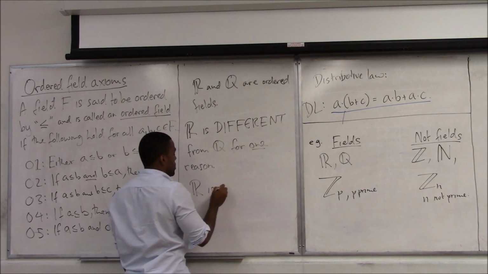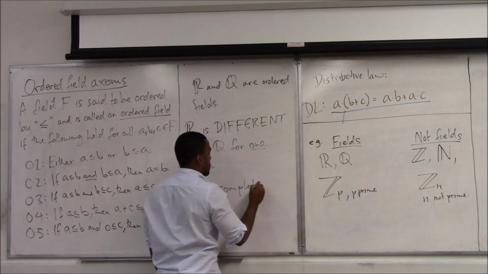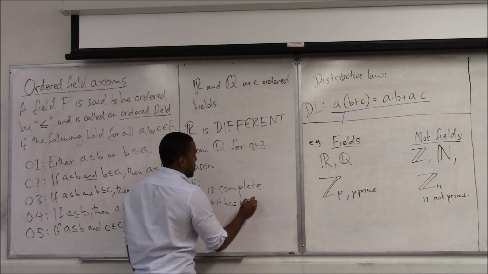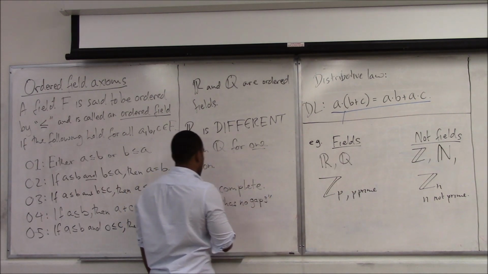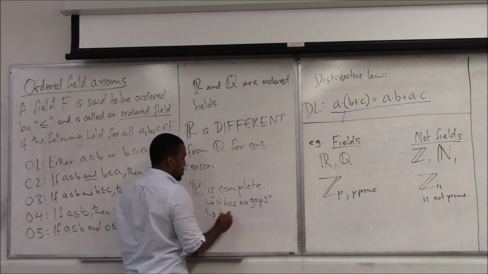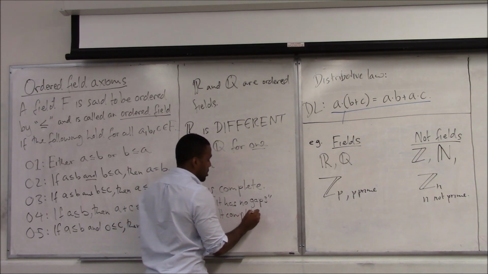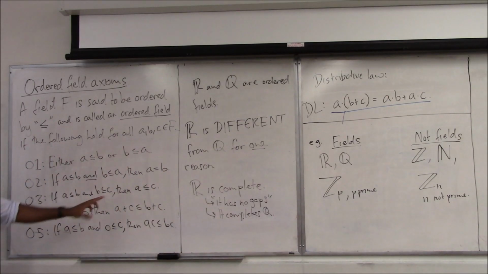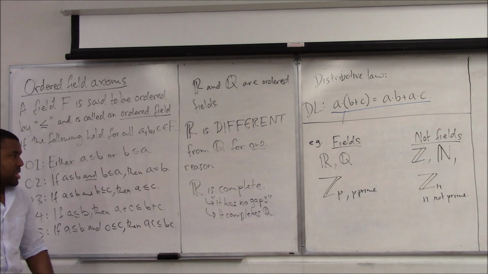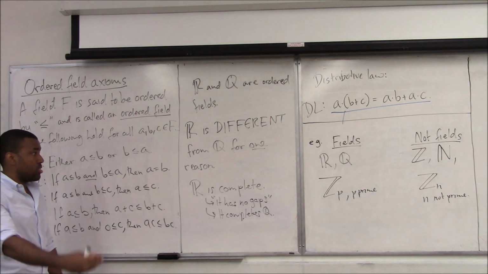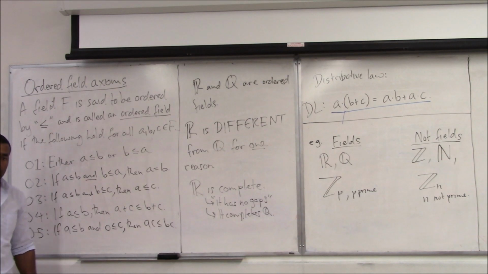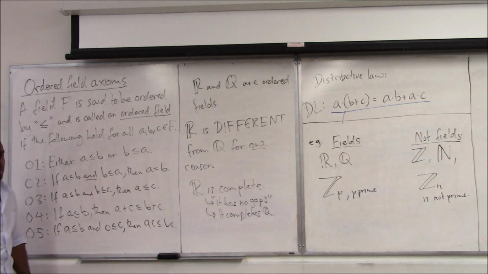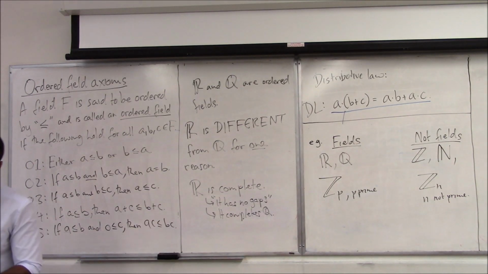R is so-called complete, in the sense that it has no gaps. You can say it completes Q. In general, if someone says a set is complete, what they mean is that every sequence in that set that converges will converge to an element in that set. The completeness of R is described differently. It's described in terms of the completeness axiom, but that's the next section.